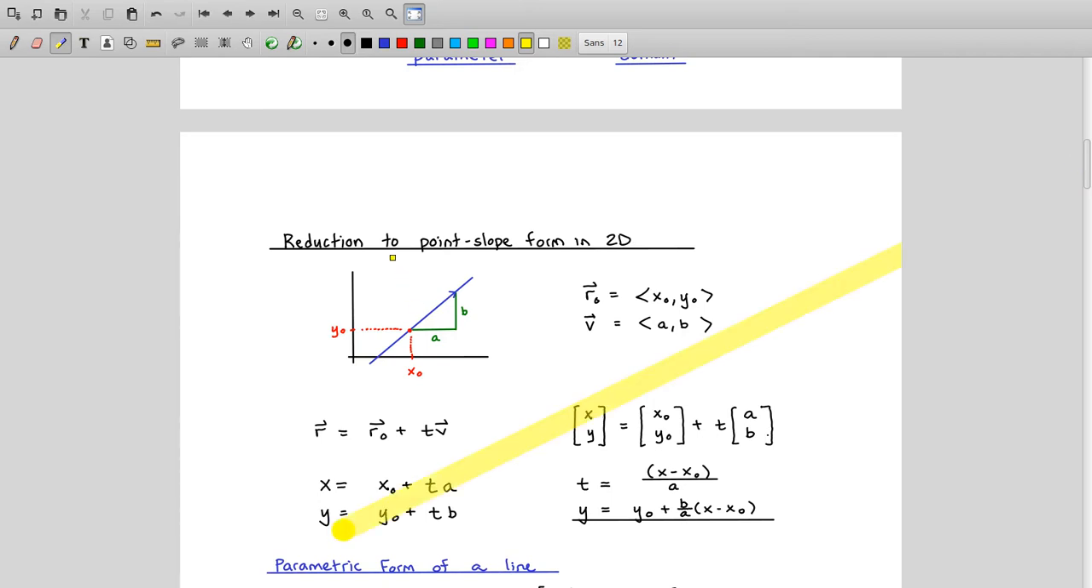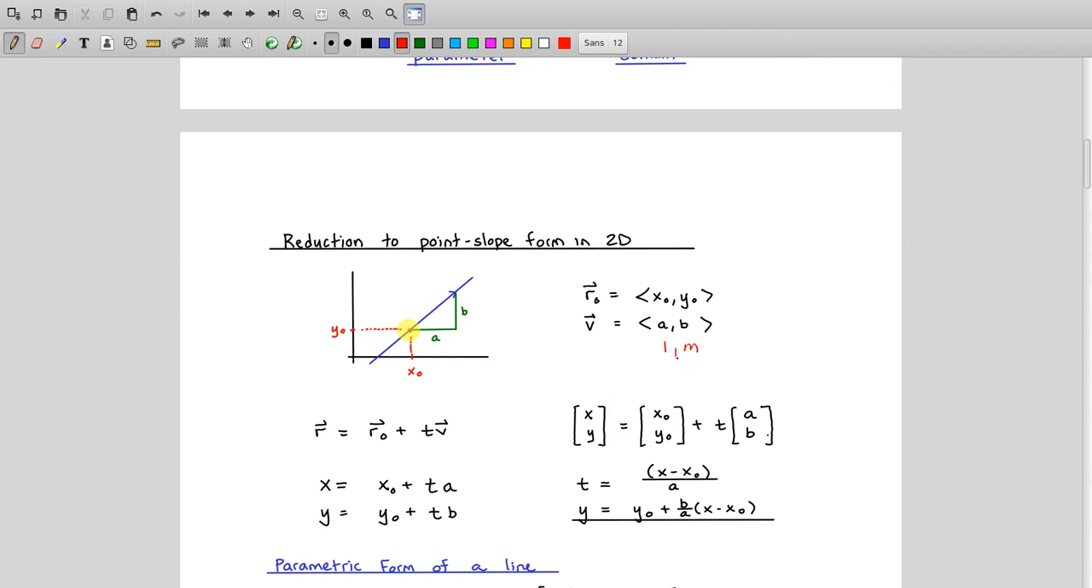So let's go back to 2D, just for the sake of exploration, and look at a line in 2D. We have the point x naught, y naught, right here. And we have a direction vector, which we'll call a comma b. And this could be any multiple. In particular, it could be 1 comma m, where m is the slope, or any multiple of that vector.